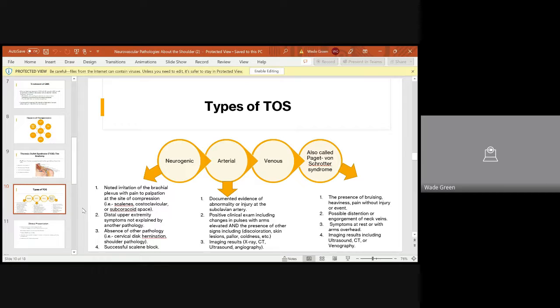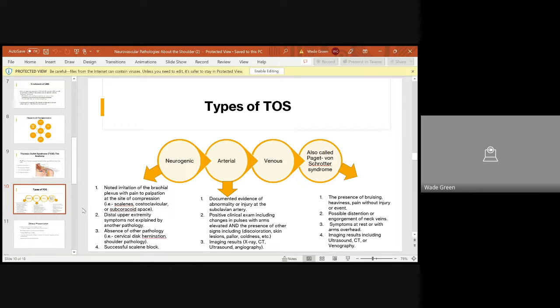Okay, arterial compression. Here's the deal. This is essentially caused by compression at the subclavian artery. To confirm this diagnosis, we will notice changes in pulses, and there are specific special tests that we'll see in the next few slides that are going to help us confirm that diagnosis. So there'll be changes in pulses with the arms elevated, and potential discoloration, skin lesions, sensations of coldness, or even the arm feeling pale.